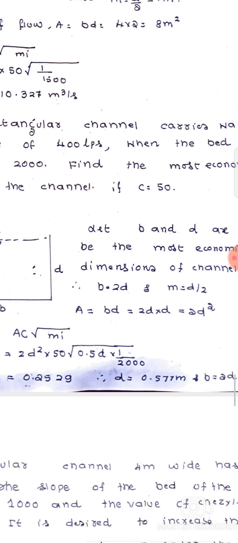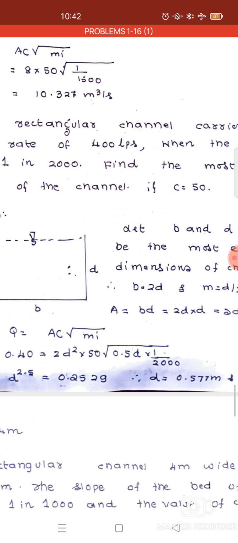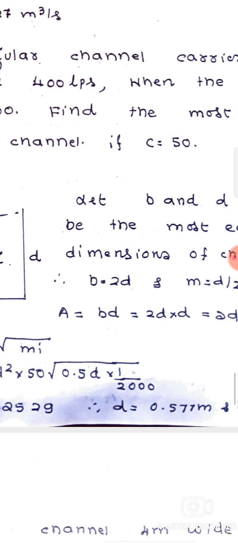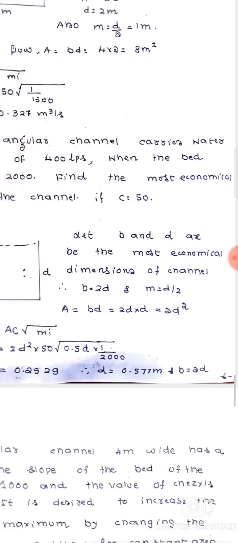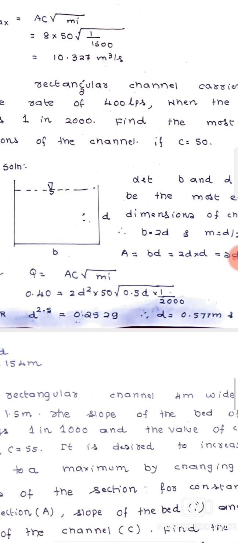Then we have the conditions to be remembered. If it is a rectangular most economical condition, the first one is B is equal to 2D, the second one is M is equal to D by 2. Then area is equal to B into D. Since B is equal to 2D, substituting 2D for B, area is 2D square. Then just substitute that directly in the discharge equation, Q is equal to AC into square root of Mi.